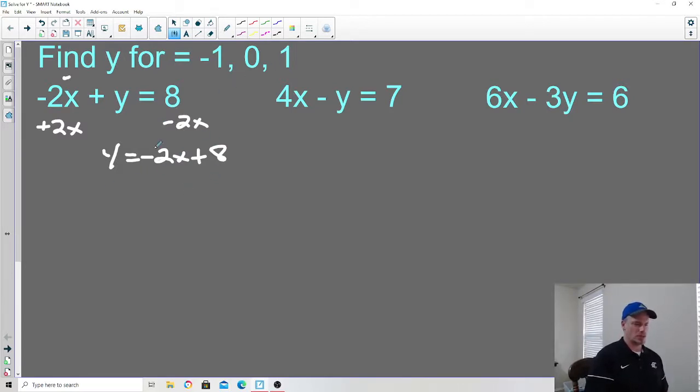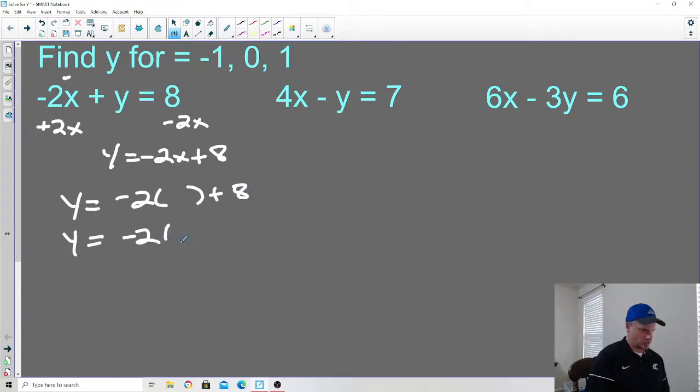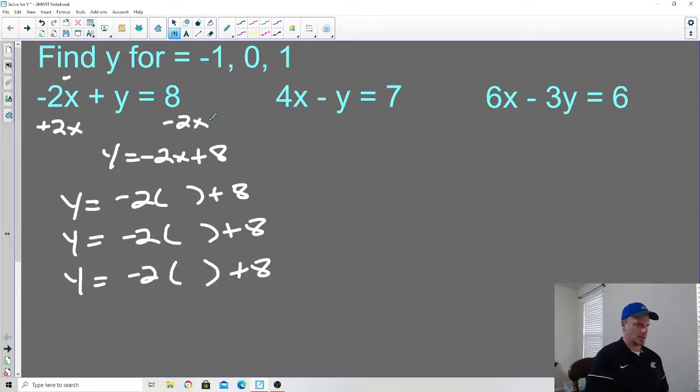Now, if I'm going to substitute these, if I'm graphing, what I like to do is this. I just put a parentheses where the x is. I've got negative 2 times the parentheses plus 8. I've got 3 values, so I'm just going to do it 3 times. Okay, and I'm going to substitute: a negative 1 here, a 0 here, and a 1 here. And then I just get the values, okay?